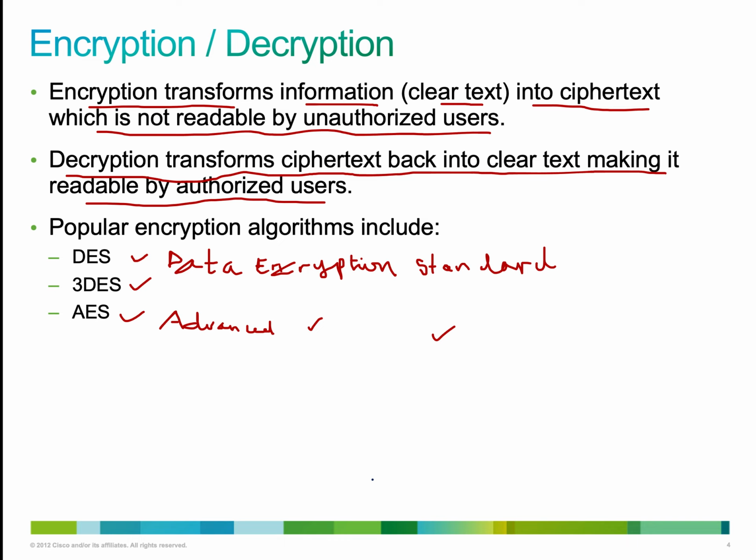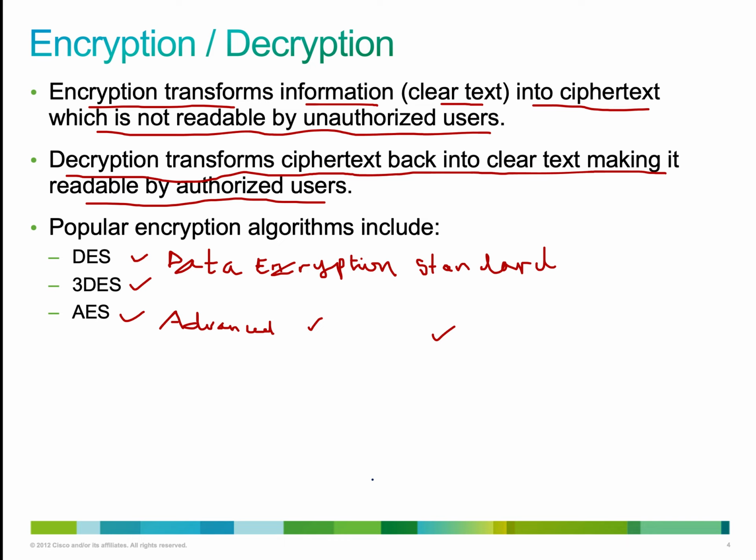Encryption is a process, a way of transforming information, which we call the plaintext or clear text, into a ciphertext. A ciphertext, like I said earlier, is a text that becomes unintelligible to anyone who does not have the cipher key, the encryption key. It is not readable by any unauthorized user. If you are not authorized and you don't have the key, you will not be able to understand the ciphertext.